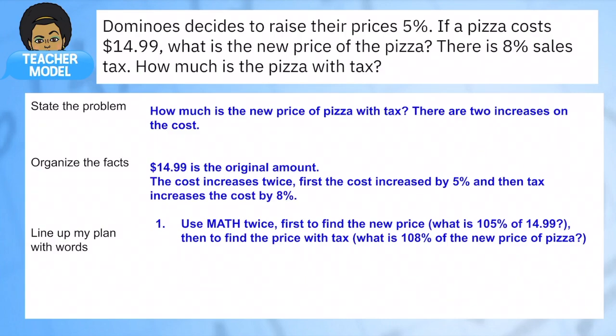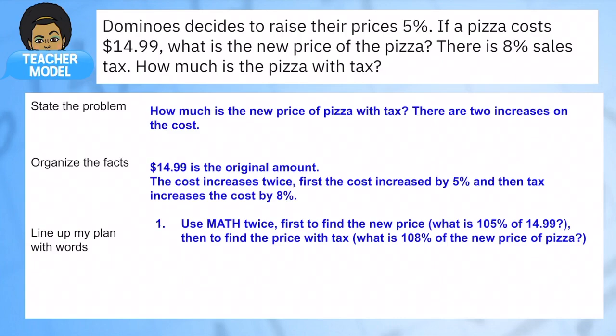I want to know what is that new price. So instead of figuring out what is 5% of $14.99, I'm going to do something new, and find what is 105% of $14.99. And that's going to just give me the new price in one step because it's adding it in. Okay, and I can do this because I just want the new price altogether. So I'm going to do it in one step.